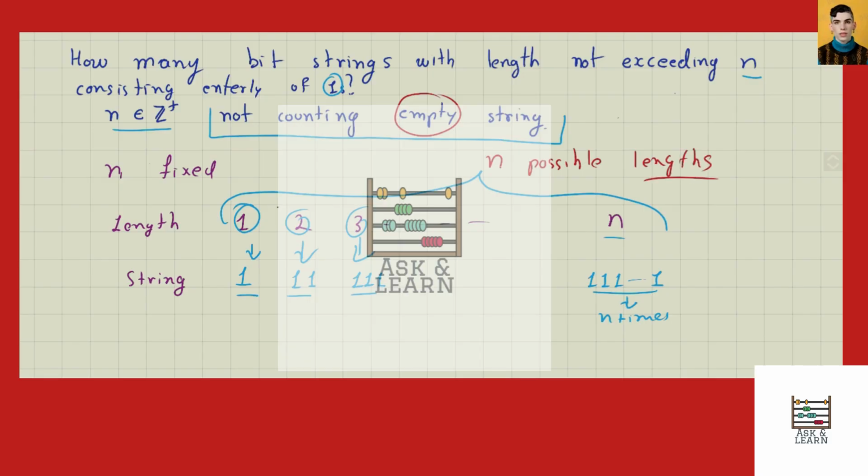But here we found a one-to-one relation between the lengths and the strings, because there is only one possibility for each length. So that means the number of possible strings will be determined by n, and it will be n. It only depends on the number that we fix for the maximum length of these strings.